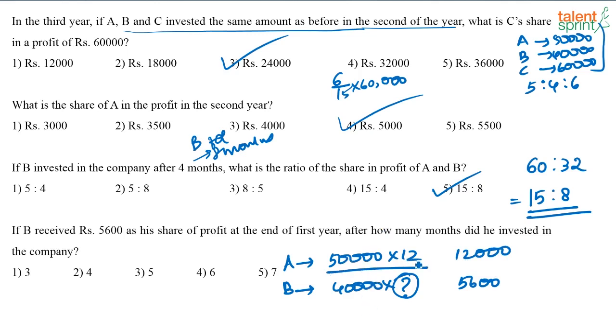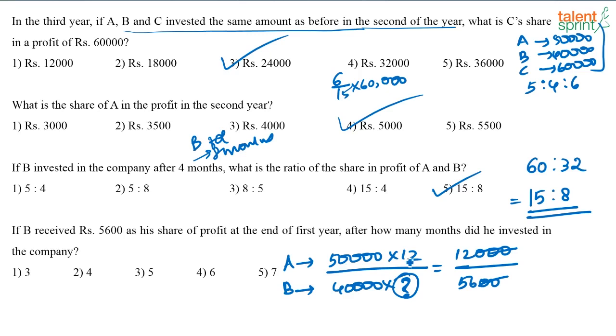The amount into the period for which the investment has been done. So, 50,000 into 12 divided by 40,000 into number of months, that is equal to the ratio in which they have got the profits. Find out the value of the question mark, that's all. So, this will give you the months for which B has invested.